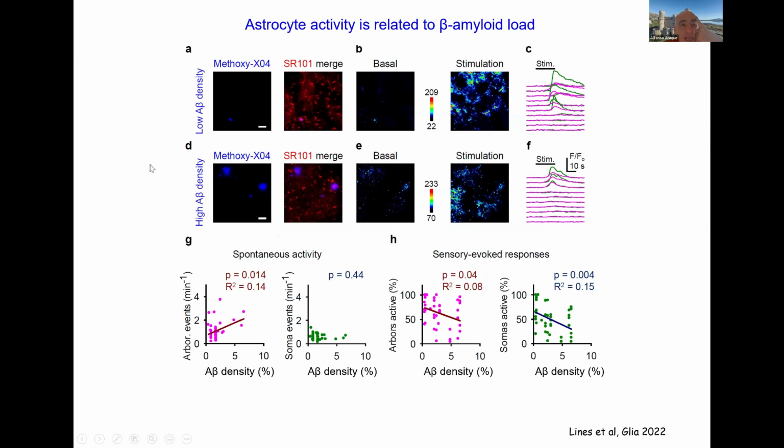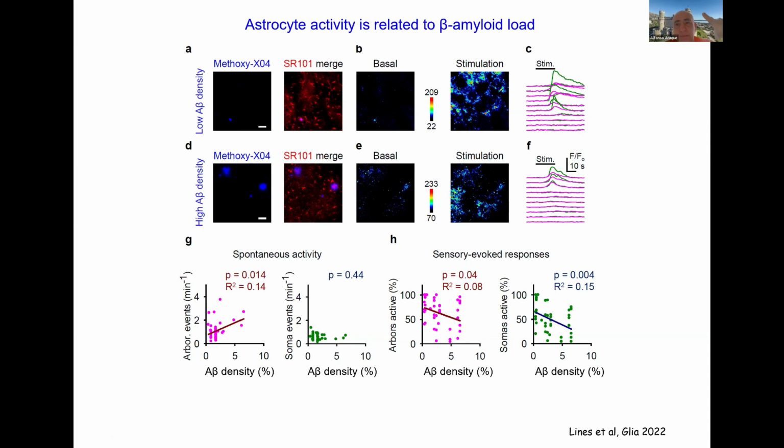slow. But most interestingly, what we found is that the spontaneous activity showed a positive correlation with the beta amyloid plaque density. The more beta amyloid plaque density, the higher the spontaneous activity of the astrocytes. However, we observe a negative correlation of the responsiveness to the sensory stimulus in relation with the beta amyloid plaque density.